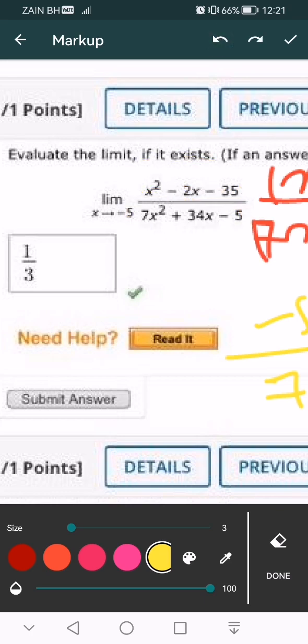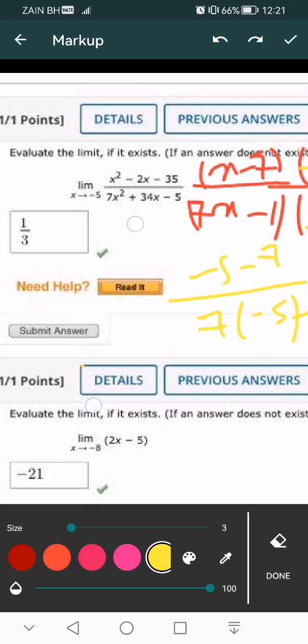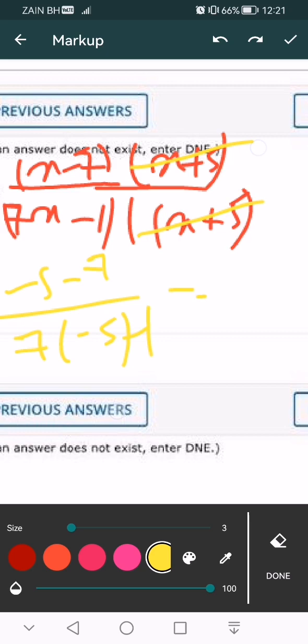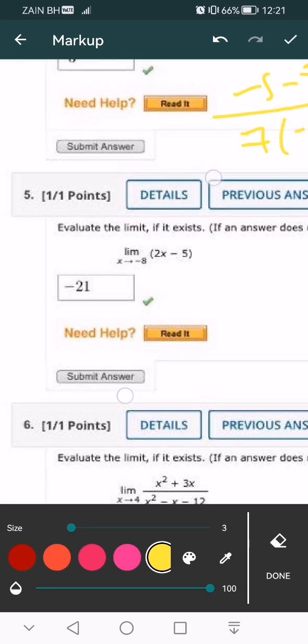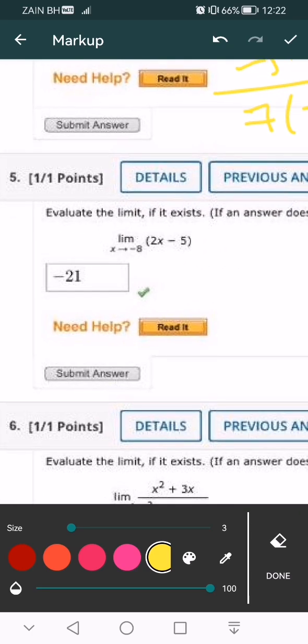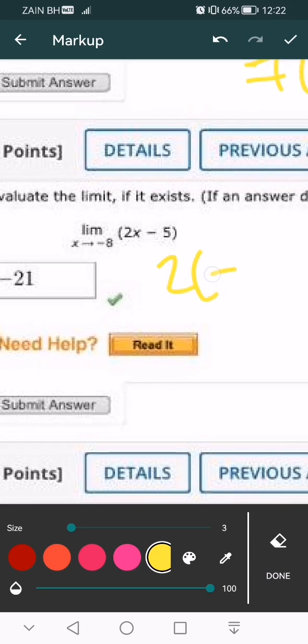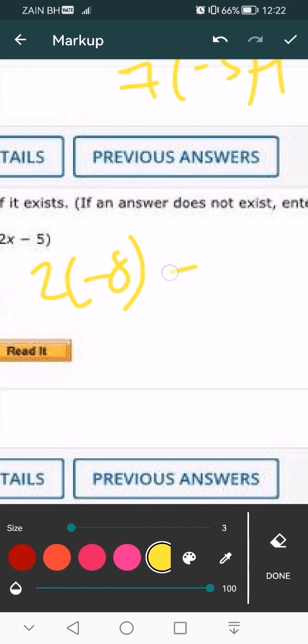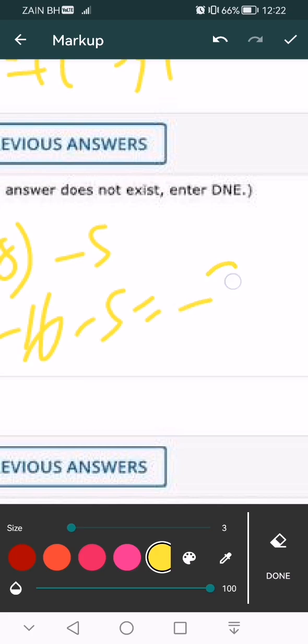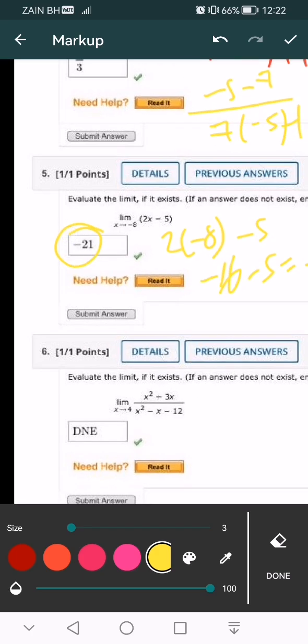Just factor, and then as I said in the first question, you have to do something in any way that minimizes the given of the question. So now I minimize the given of the question. Again, here we can do simple substitution, by the way. 2 times minus 8 minus 5, 2 times minus 8 is minus 16, minus 5 is minus 21. So the value is 21.